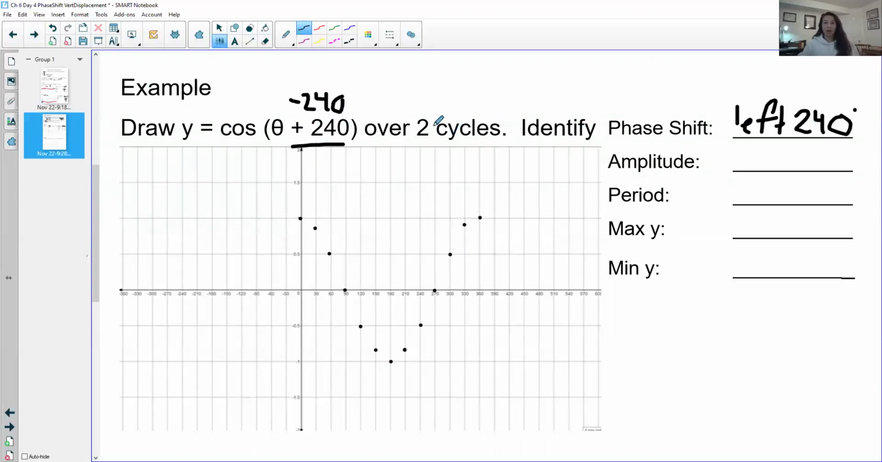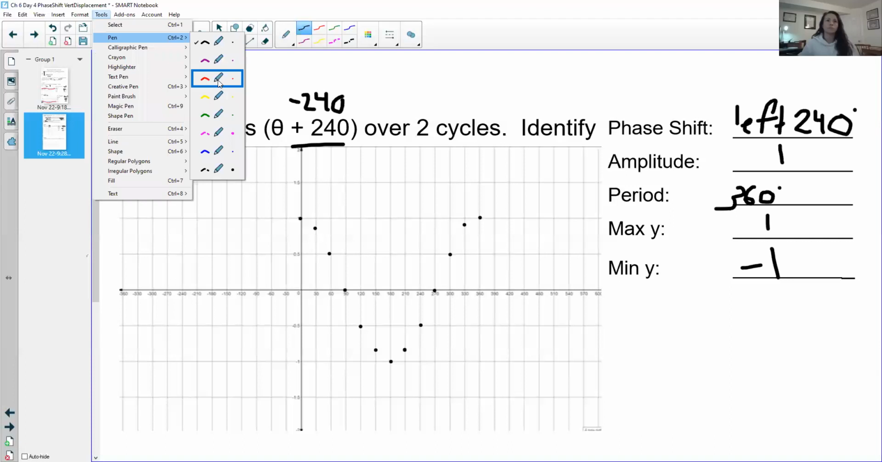Our amplitude is not going to change. Our amplitude would be from here to here. So our amplitude is still 1. When I graph it, our period, again, it's just shifting it. It's not stretching or compressing. So the period would still be 360 degrees. Our maximum would be +1. Our minimum would be -1. Okay, and I know that this is asking for a transformed graph, but because it's just a shift left and right, it's not compressed or stretched at all. So none of those would change.